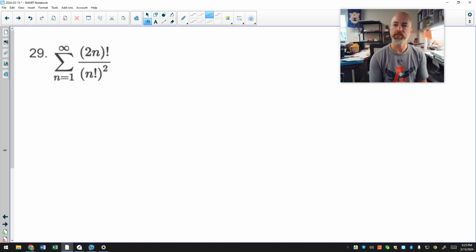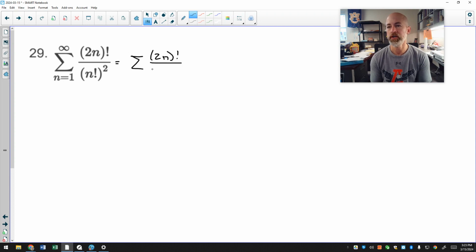This is really ugly. 2n factorial and then n factorial squared. How do you square a factorial? I think instead of calling that n factorial squared, it probably would be easier to think of it as 2n factorial over, let's just make that n factorial times n factorial. That's the same thing as factorial squared, is it not? And so I'm going to set that up with my ratio test.